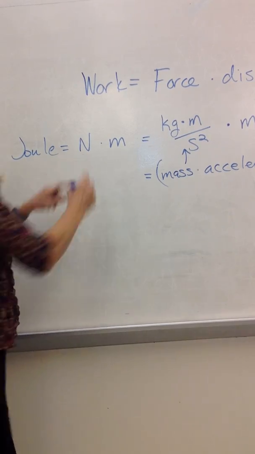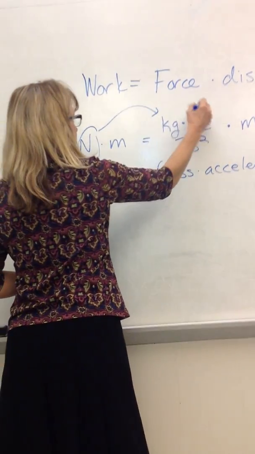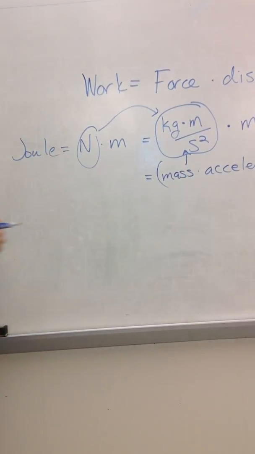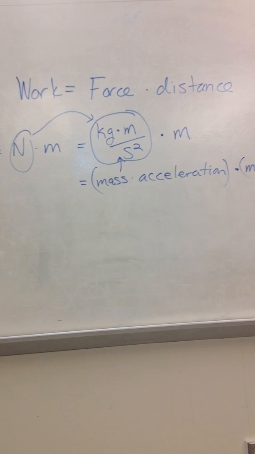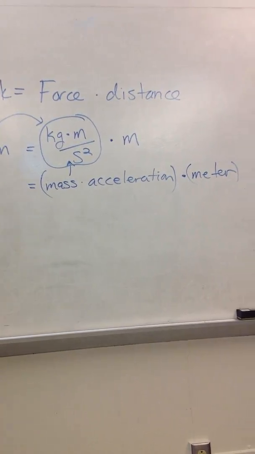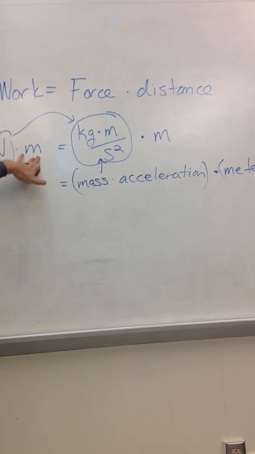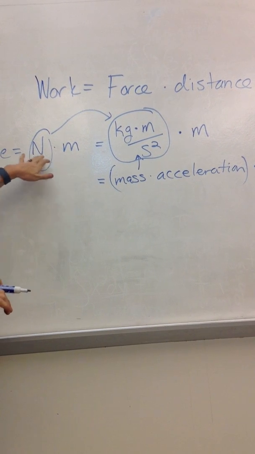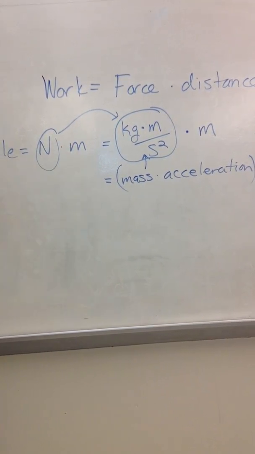Okay, so a Newton is a unit of force. The definition of work is force times distance. So when you take a Newton of force and multiply it by a distance, you get units of Newton meter. That's also called a joule.